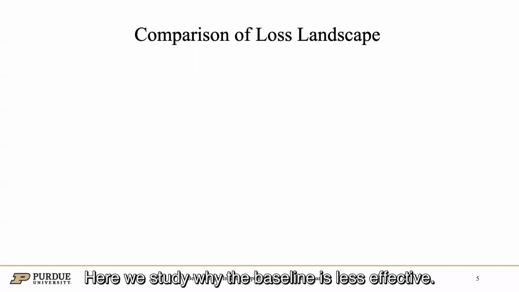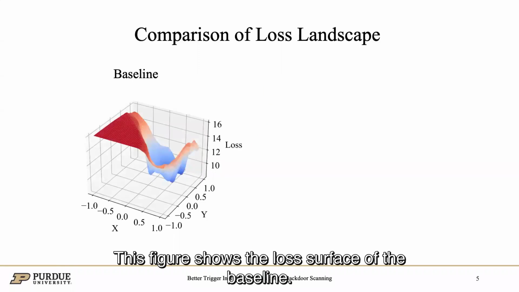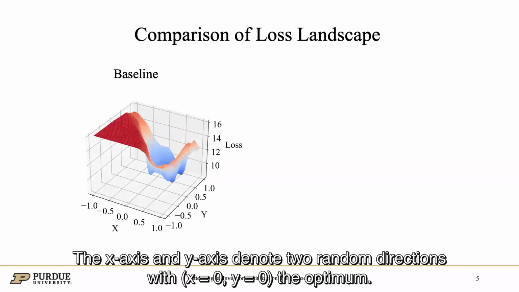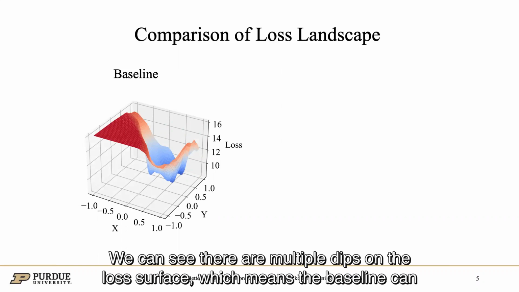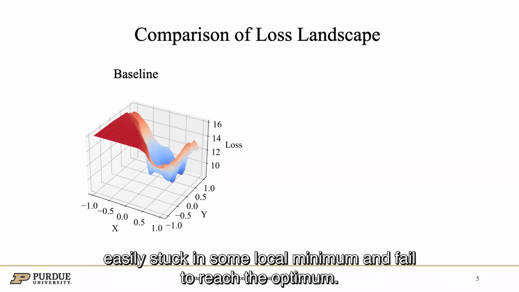Here, we study why the baseline is less effective. This figure shows the loss surface of the baseline. The x-axis and the y-axis denote two random directions, with x equal to 0 and y equal to 0 the optimum. The z-axis shows the loss value. You can see there are multiple dips on the loss surface, which means the baseline can easily get stuck in some local minimum and fails to reach the optimum.